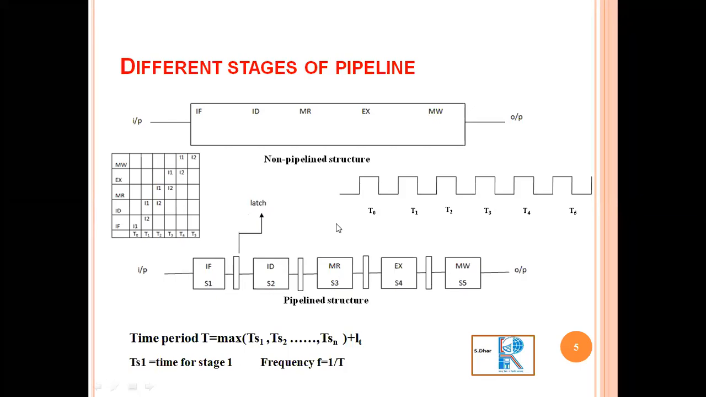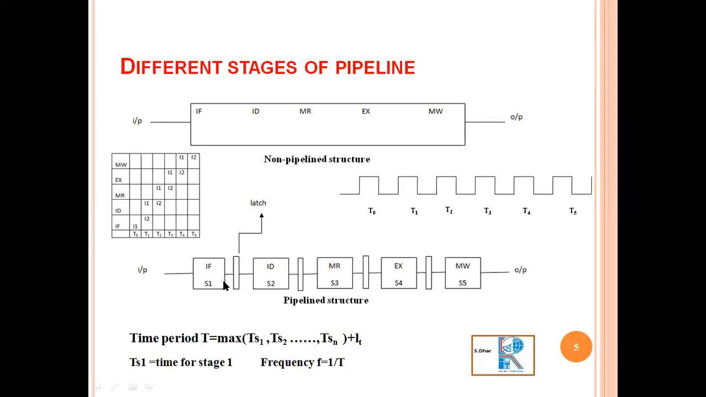Now the question is, what is the function of the temporary memory? Suppose at T0, I1 will be executed at S1, that means the instruction fetch. In the second cycle, I1 will be decoded, so I1 will go here and I2 will be fetched. Now the thing is, which portion of the instruction will be decoded? The decode stage will get the instruction from the fetching part. Clear?